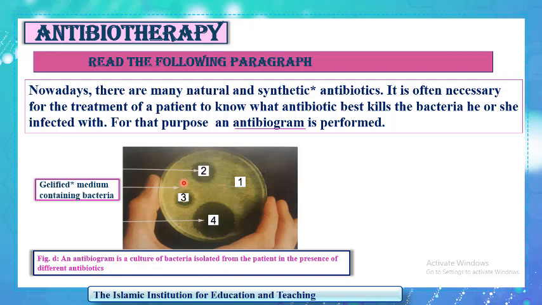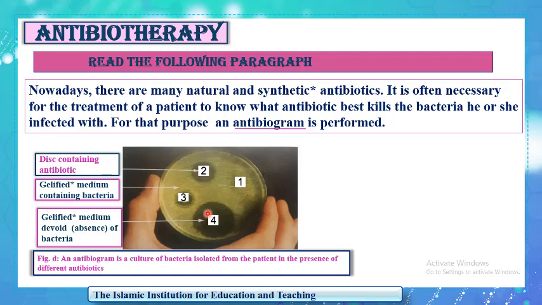Here there is a jellified medium containing the bacteria isolated from the patient, in addition to 4 discs. In each disc there is a specific type of antibiotic. So there is 1 type of bacteria and 4 types of antibiotics. We need to know which type of antibiotic best kills this type of bacteria. What do these dark areas around each antibiotic represent? These dark areas around each antibiotic represent the areas which are devoid of bacteria, which means that in these dark areas the bacteria has died due to the antibiotic.